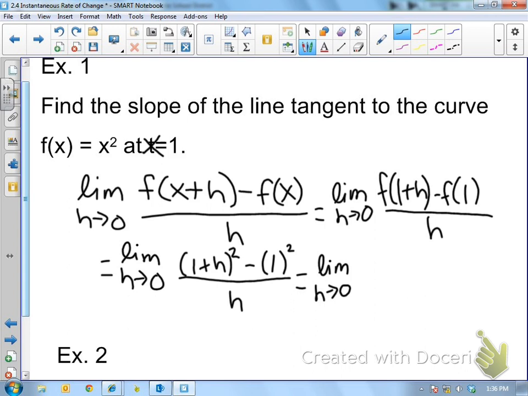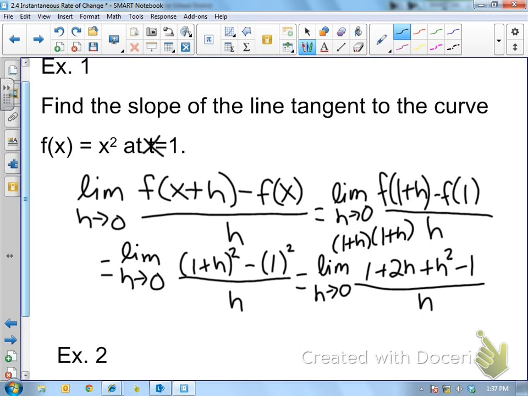Okay. Or we can go old school and we can just write it out. 1 plus h times 1 plus h. And we FOIL. 1 times 1 is 1 squared, or 1. 1 times h is 1h. And then we have a second 1 times h, so plus 2h. H times h is h squared. And then we still had to do our 1 squared here. So we have minus 1 all over h.